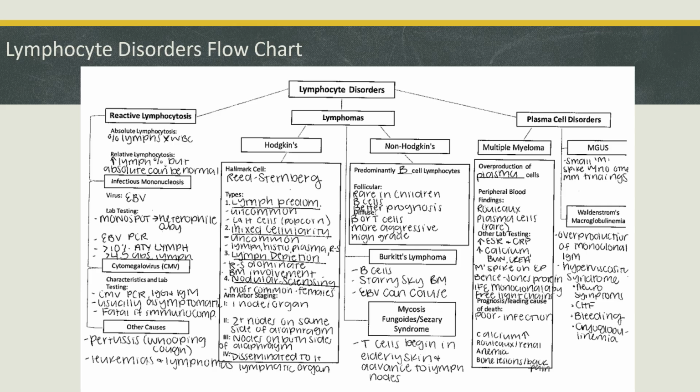3 nodes on both sides of the diaphragm. And 4 is disseminated into lymphatic organs, in multiple lymphatic organs.